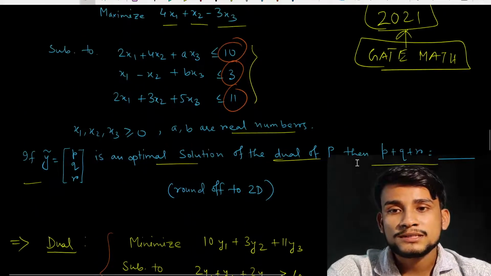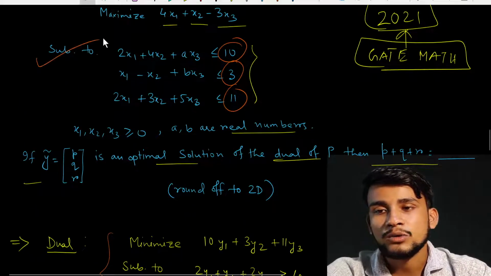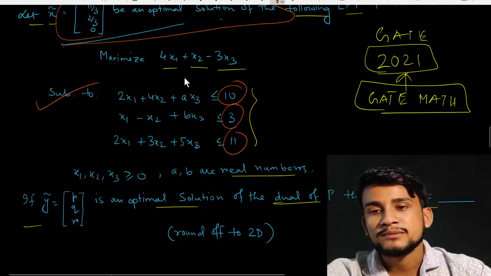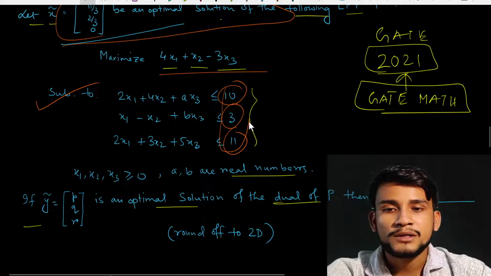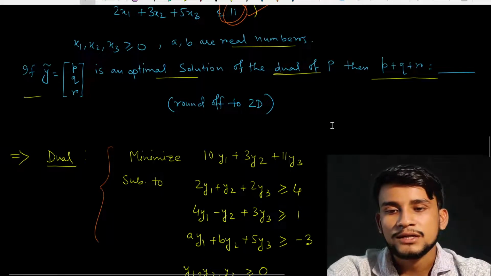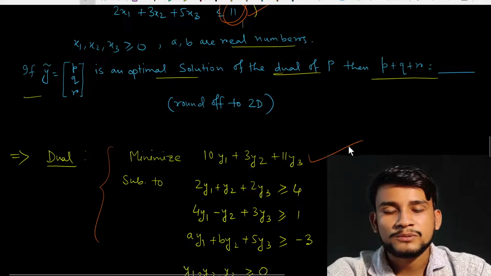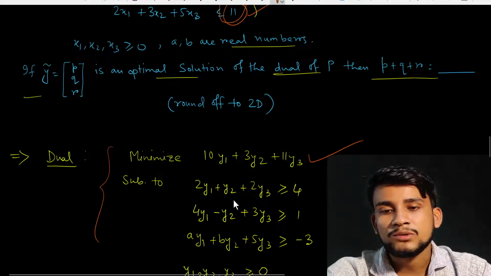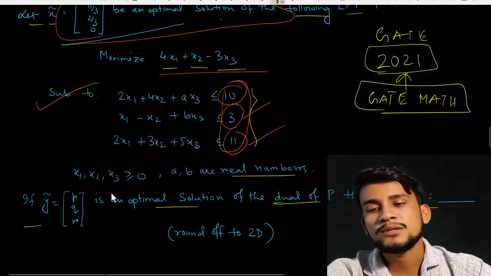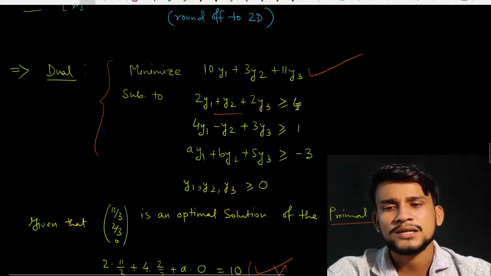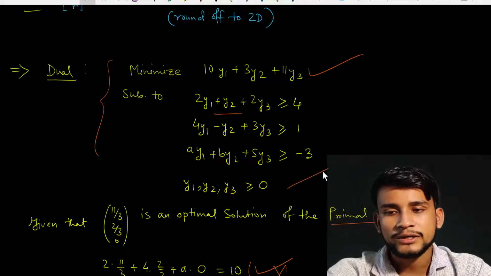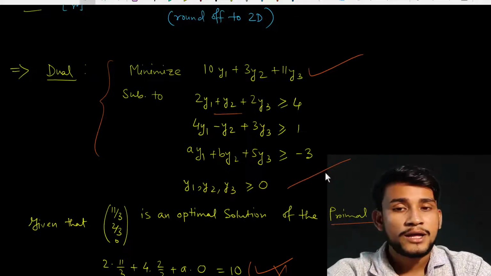Now from this question, we first write the dual. This is maximize, therefore the dual is minimize 10y1 plus 3y2 plus 11y3. So this is the minimize objective function, and the constraints here are less than or equal to type, therefore in the dual they are greater than or equal to type. There is no confusion, so you can write the dual clearly. This is the dual of the given primal LPP.